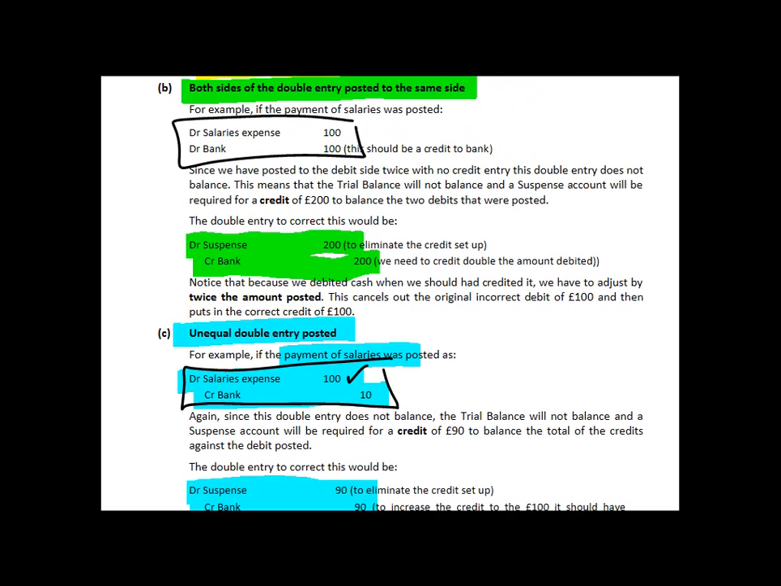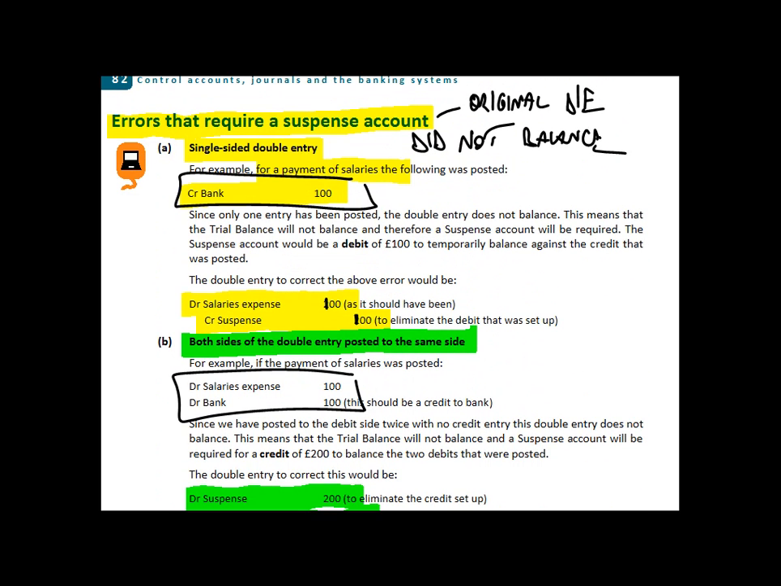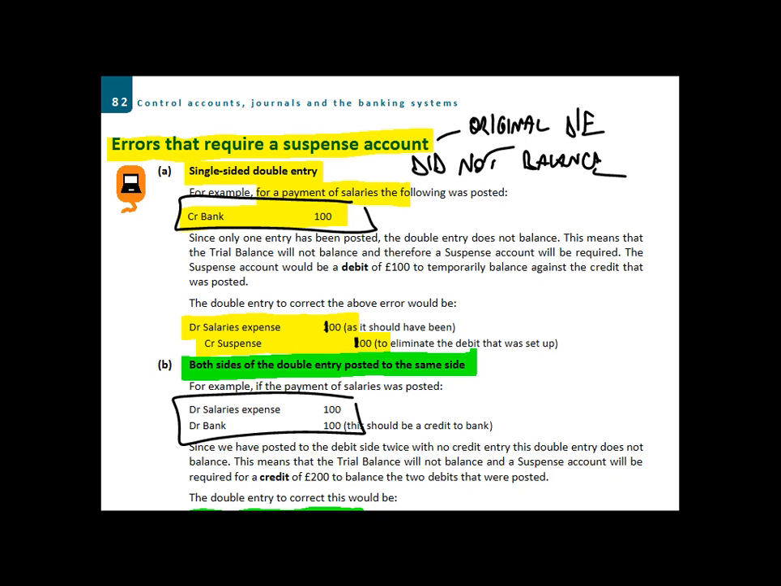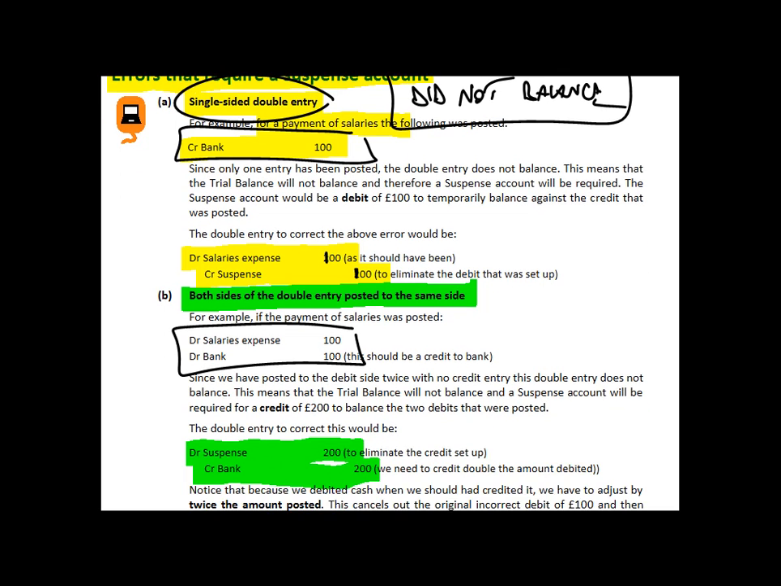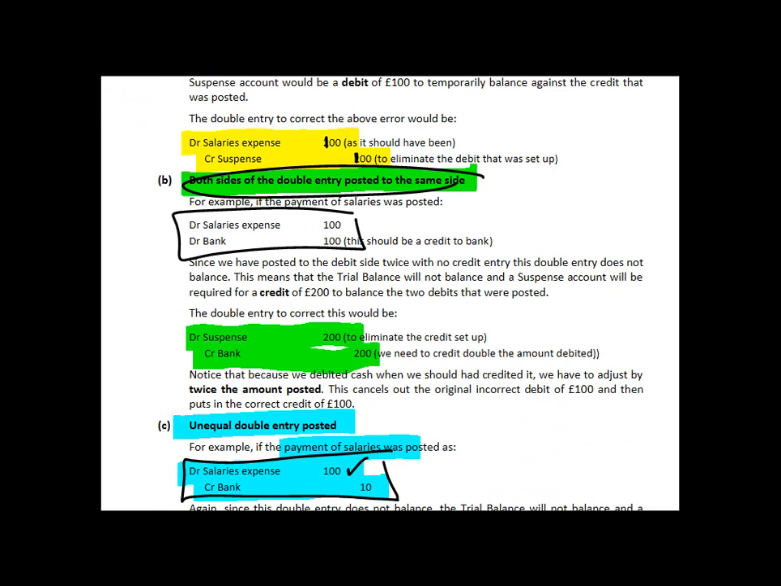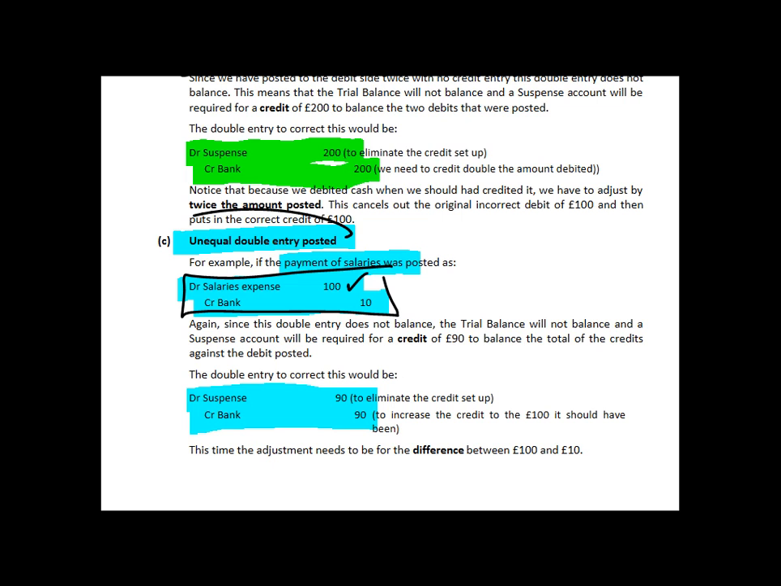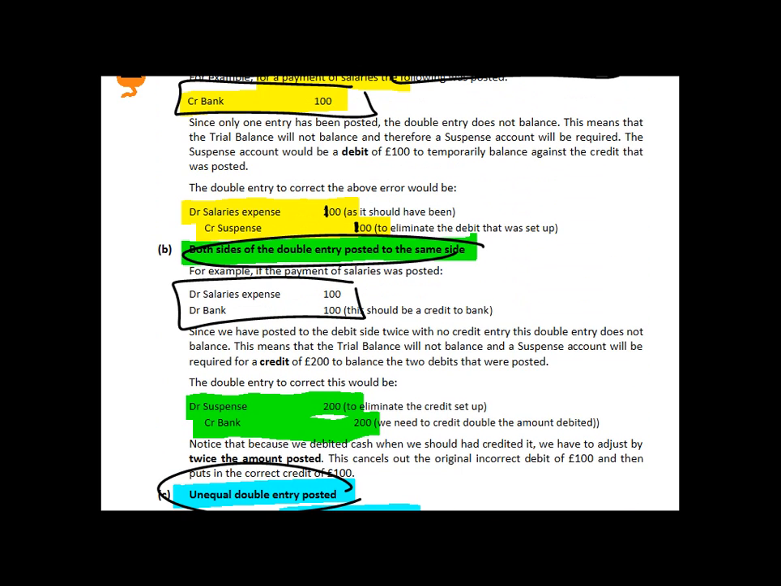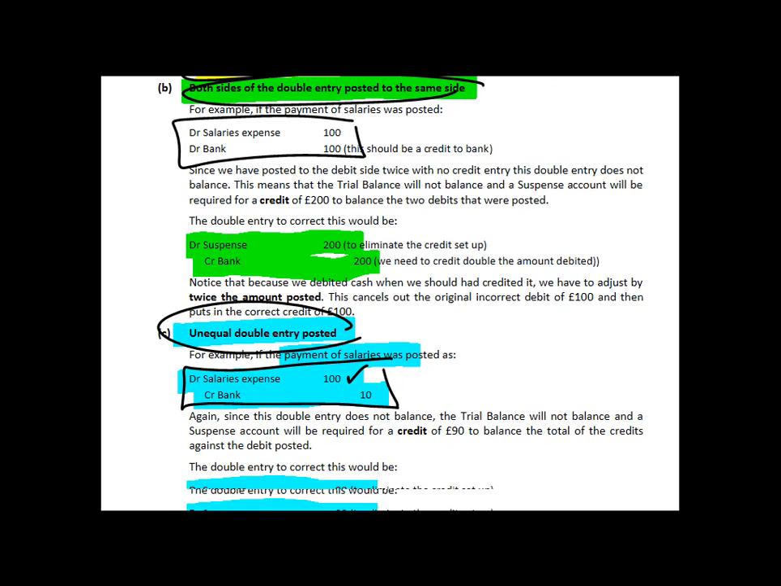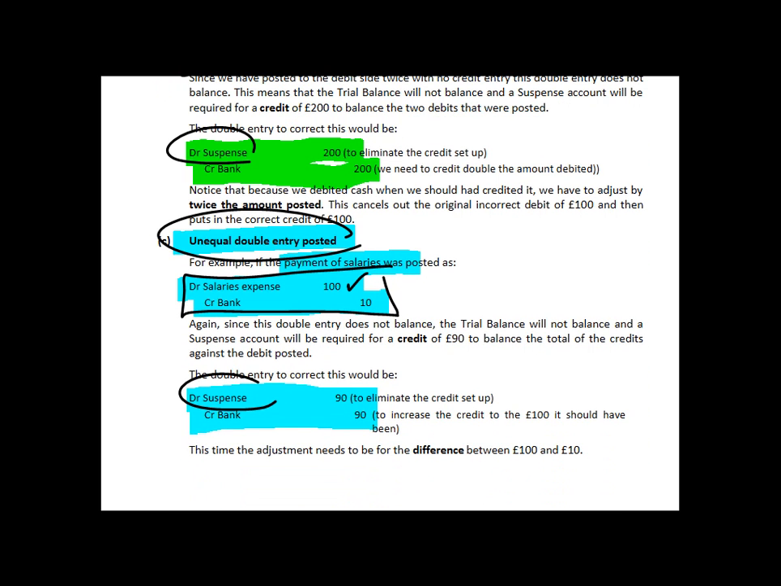So in this online lecture, we're just thinking about the kind of errors that would require a suspense account. Basically any error where the original double entry does not balance, such as a single-sided double entry, so just posting to the credit side, where both sides of the double entry have been posted to the same side, so if we post both to the debit side, for instance, or an unequal double entry being posted, so 100 on the debit side, 10 on the credit side. So if the original double entry does not balance, you can see that the correcting double entry will always involve the suspense account. We've got a credit to suspense there, debit to suspense there, debit to suspense there.